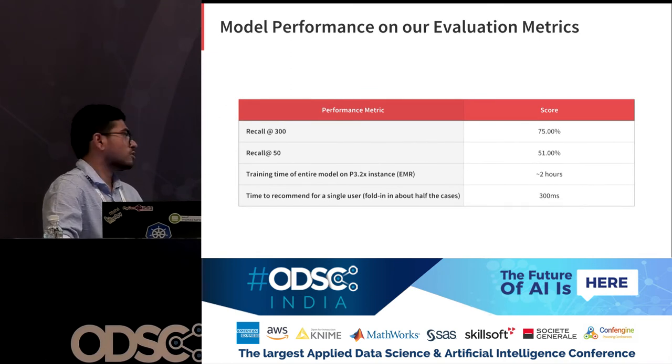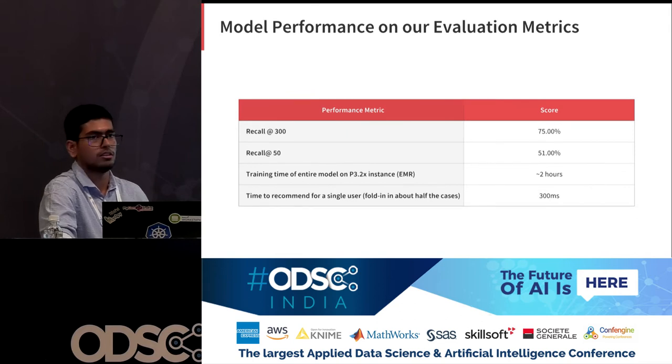Our main concerns, of course, are adhering to our SLAs and SLOs, right? So if you can come down from 3 seconds for every recommendation to 300 milliseconds for every recommendation, you're in a good place.